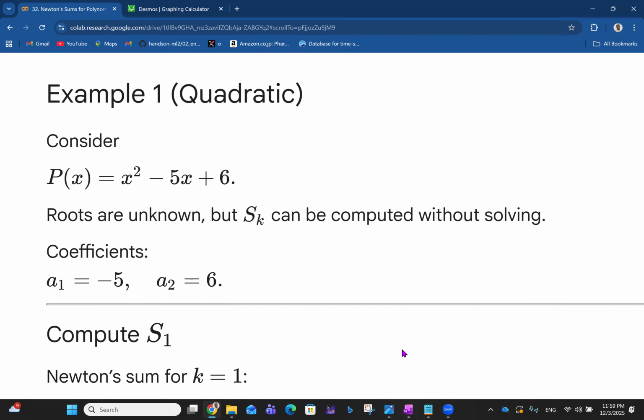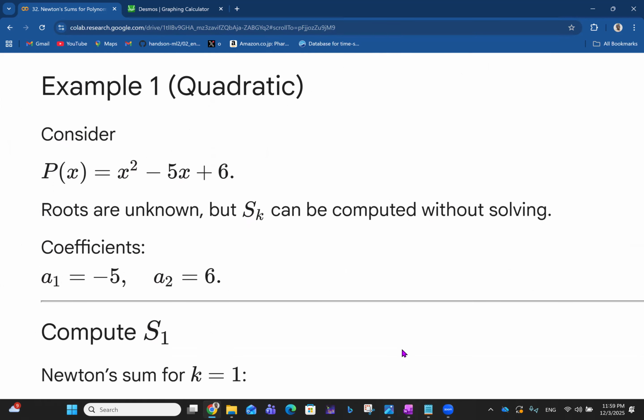Example one in the quadratic sense, which is usually the easiest, right? So consider p of x is x squared minus 5x plus 6. This is about the most common expression we have come across in this whole playlist. So roots are unknown. I mean, we can easily know the roots of these expressions for sure. It's easily (x minus 2)(x minus 3). But let's assume that you don't know the roots. Sk can be computed even without you knowing the roots.